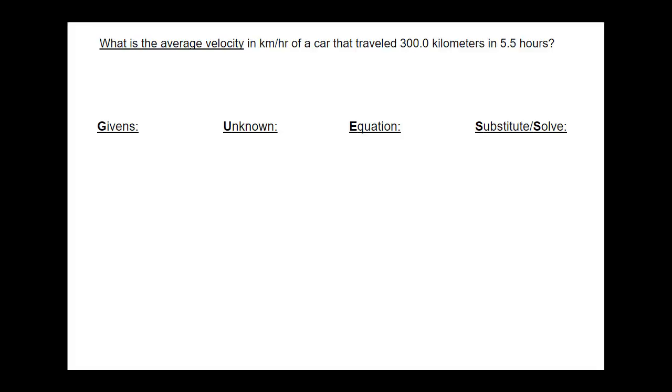What is the average velocity in kilometers per hour of a car that traveled 300.0 kilometers in 5.5 hours? So once again, as I go through the problem, I see that average velocity is the thing that we're looking for, or in other words, the unknown. So velocity equals question mark, and it tells me what units you need to solve for: kilometers per hour.